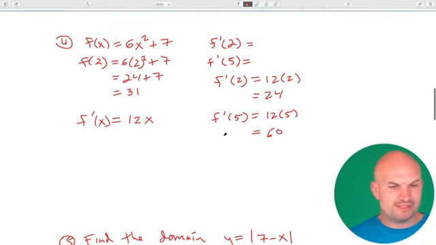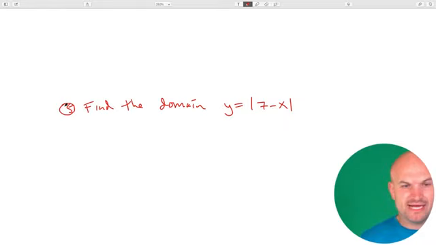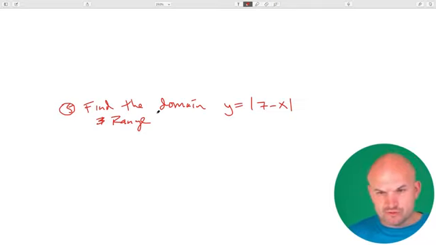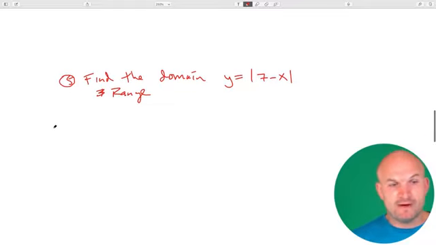and then to go ahead and evaluate. All right, the next thing is find the domain and range of the following function, y is equal to absolute value of 7 minus x. So there's a couple things that we need to understand here. First of all, the parent function.